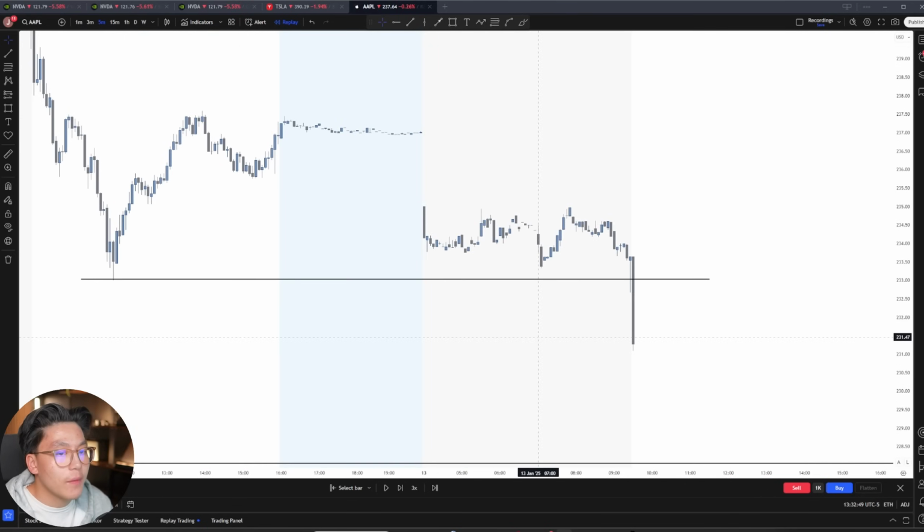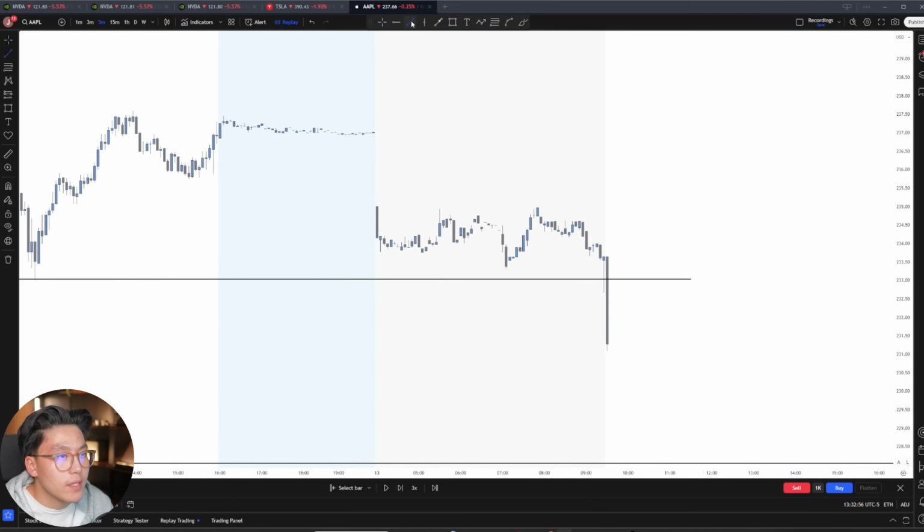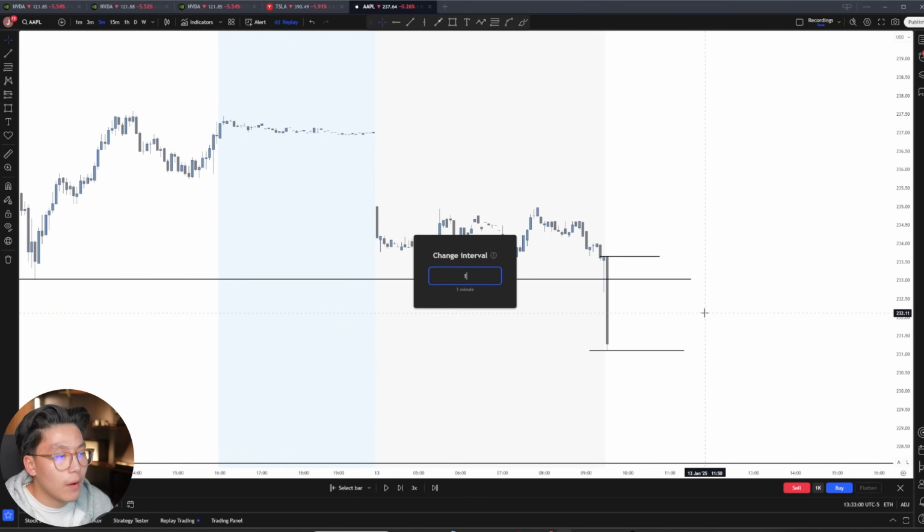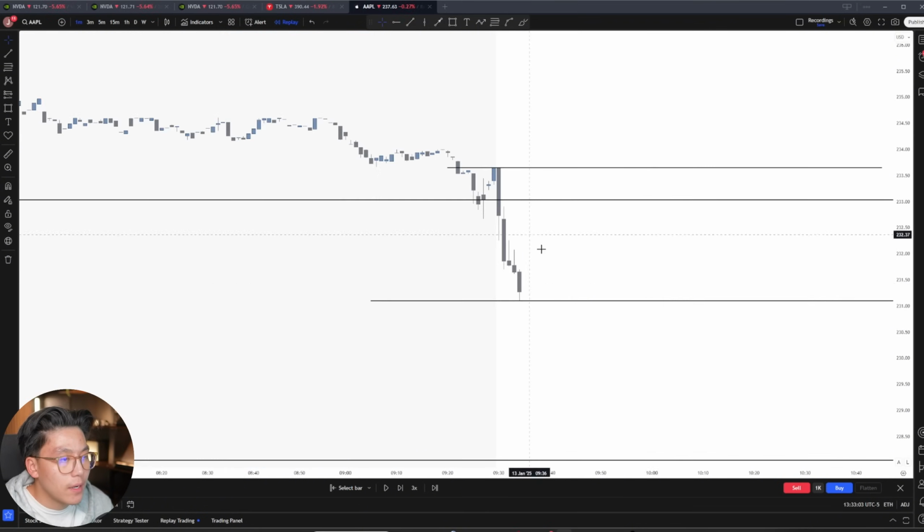So you can see right off the bat, Apple is pushing underneath its previous day's low. So now what we can do is mark out our 5-minute opening range once again. We can mark out the high, and now we can mark out the low. And now what we want to do is go into the 1-minute time frame. Now we're on the 1-minute time frame.